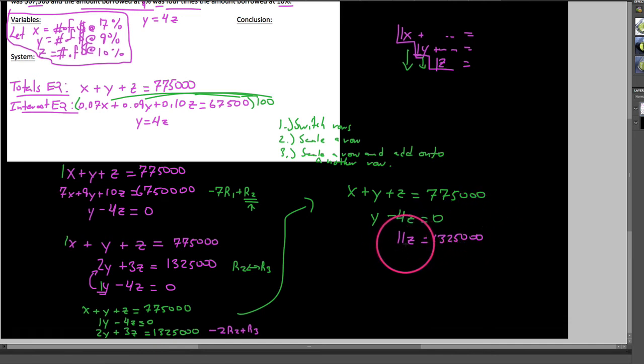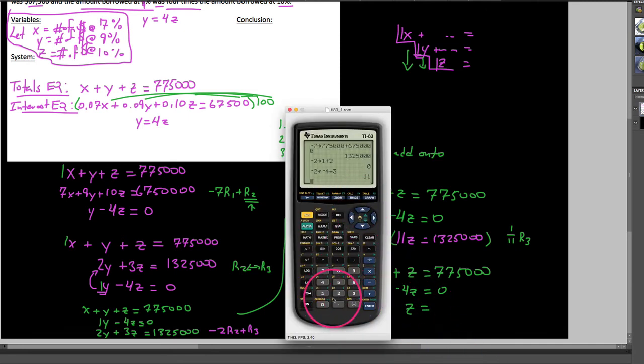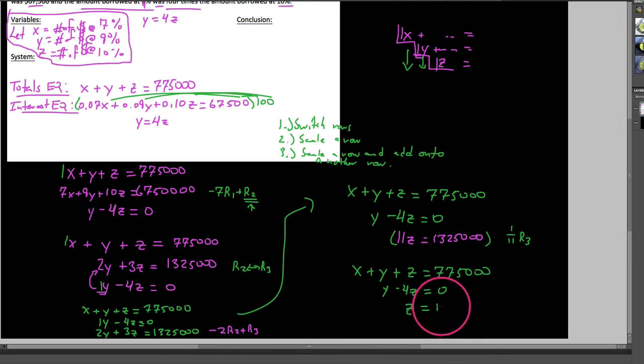And so from here, we could see that the last thing I would want to do is take everything in the last row here times 1/11. Now, that's a really interesting thing to say, because it means the same thing as divide everything by 11. But I would get x plus y plus z equals 775,000. I would get y minus 4z equals 0. And my last equation would just become, well, 1/11 of 11 is 1. So we say z, and then I need to use my calculator here. We're going to take 1,325,000 and I'm going to divide that by 11, or take it times 1/11th, and I get 120,454.55.